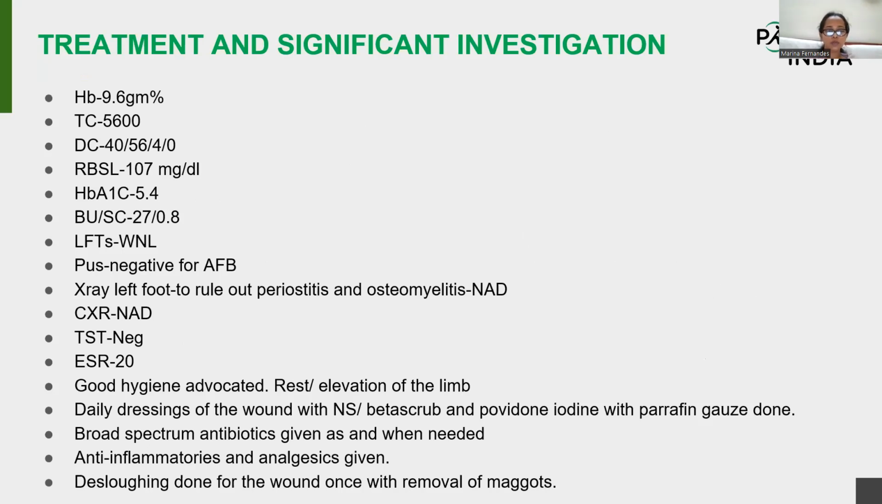Routine investigations were mostly normal. Culture sensitivity of the pus was sent, which was sensitive to most of the commonly used antibiotics. It was negative for AFB. X-ray was normal. Chest X-ray was also normal.